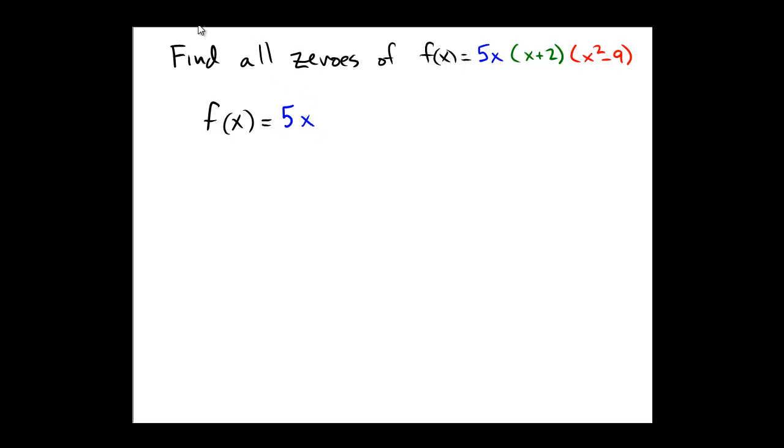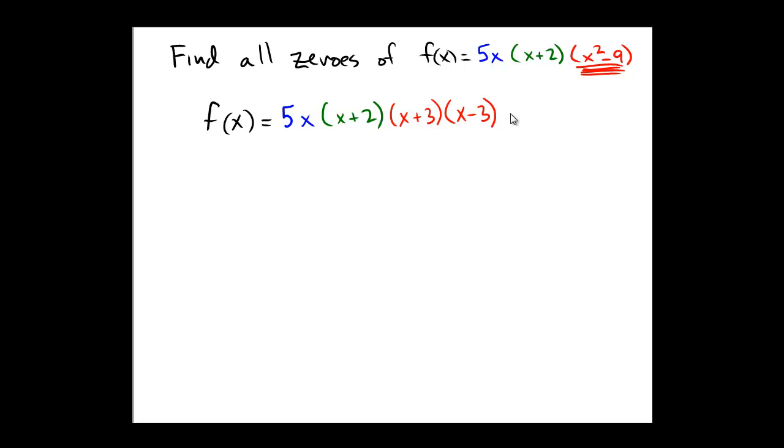5x multiplied by x plus 2 multiplied by, and this is a general hint when you're trying to find zeros of these types of functions that are polynomials, always factor as far as you possibly can. So although this says x squared minus 9, down here I'm going to write it as x plus 3, x minus 3, using the difference of squares formula. Right? Difference of squares of x squared minus 9 factors into x plus 3 times x minus 3.